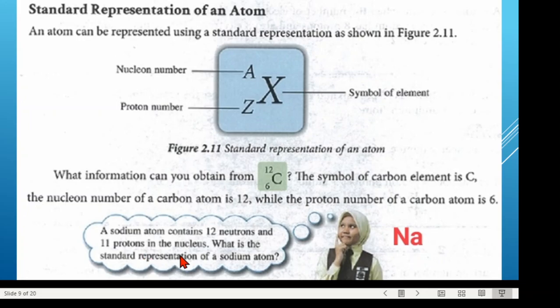What is the standard representations of sodium atom? So, sodium, natrium, sodium. So, it is Na. Its symbol is Na. So, what we want to put here at the top is the nucleon number. So, how do we find the nucleon number? Proton plus neutron. So, its proton is 11, its neutron is 12. So, 11 plus 12 become 23. So, here at the top put 23. Below is the proton number. So, its proton number is 11. So, put 11. Okay?